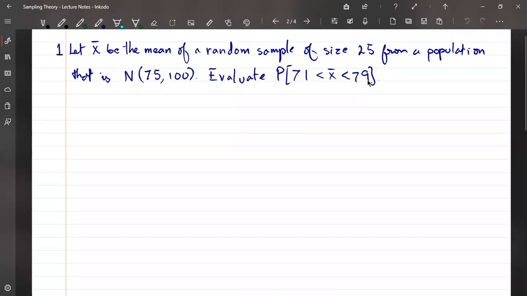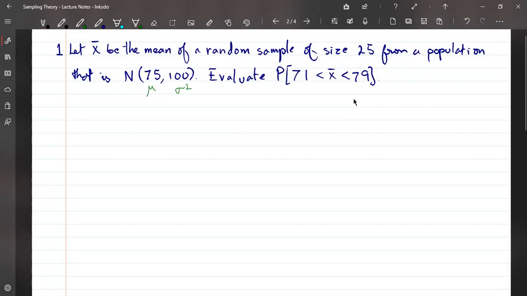So the first problem, it is given that x bar is the sample mean of a sample of size 25 drawn from a population that is normally distributed with mean 75 and variance 100. So remember that this is mean and this is sigma square, not sigma. So we are asked to compute the probability of x bar lying between 71 and 79. Recall again, sample mean is a random variable. That is why we can find this probability.